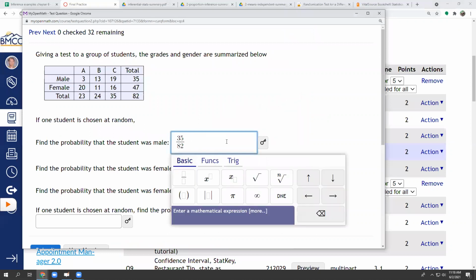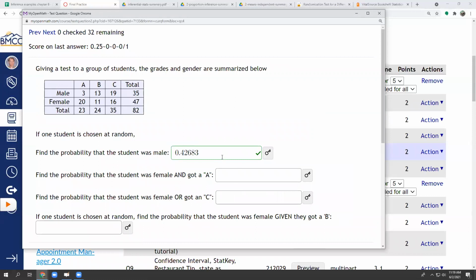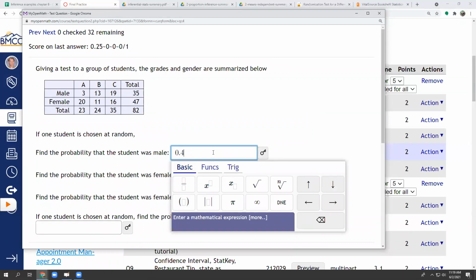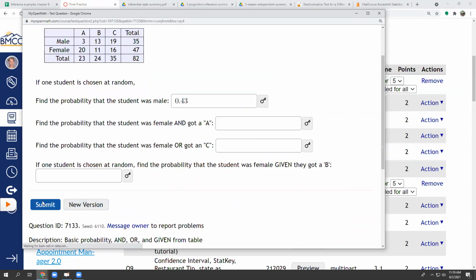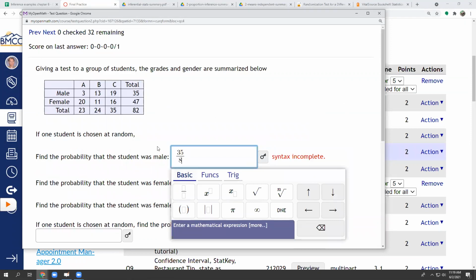So if I didn't do the fraction, and again, since it accepts fractions, that's the best possible answer. Otherwise, it should accept, should I get that right again, 0.42683. 5 decimal places, and it's okay with it. If I tried to do less than that, like if I rounded only to 2 decimal places, it's probably going to freak out on me and say, ooh, I don't like that. Yeah, I didn't like that one right there. But the fraction would have been okay, 35 divided by 82.